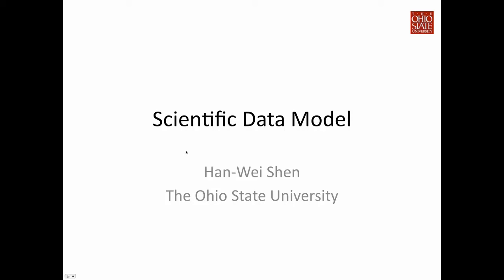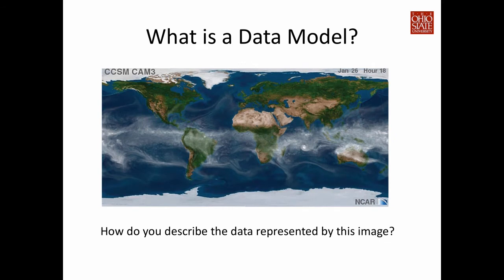Today I'm going to talk about a scientific data model. So what is a data model and why do we need a data model? Looking at the image here, it is generated from a climate simulation for water evaporation and dissipation.